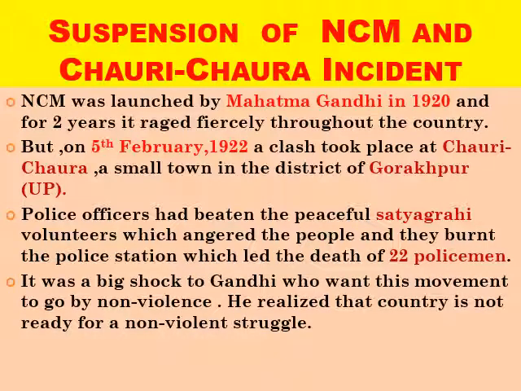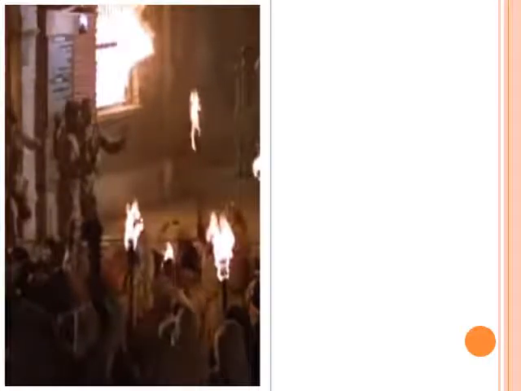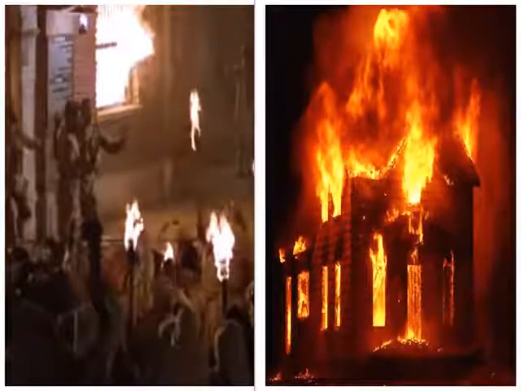This was a big shock for Mahatma Gandhi, because he was a believer in non-violence and wanted the movement to proceed by non-violence. So he realized that the country was not ready to gain freedom through a non-violent struggle. That's why he suspended the non-cooperation movement and was arrested, which led to the end of the movement. You can see here, this became one of the reasons which led to the suspension of this movement, and Mahatma Gandhi was arrested. After that, other movements were launched by Mahatma Gandhi. I hope you all understood.